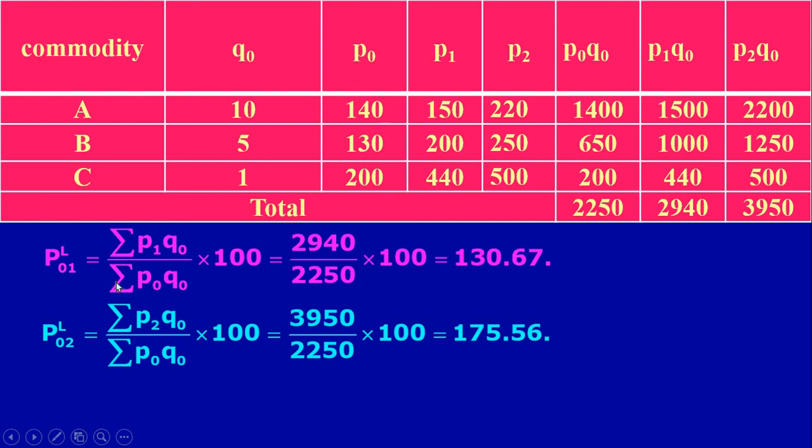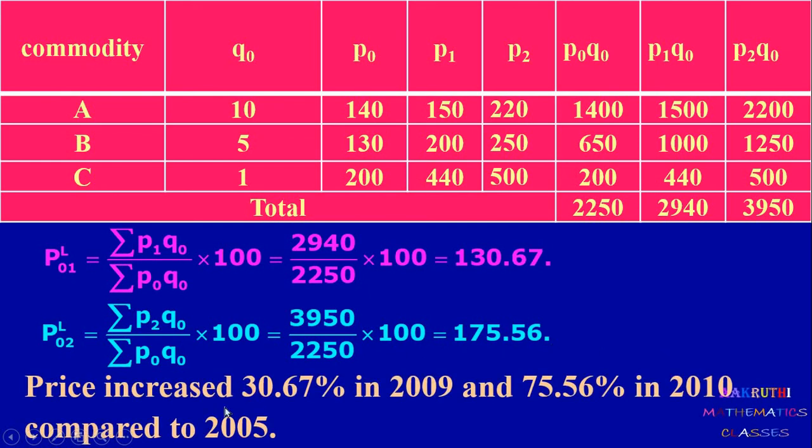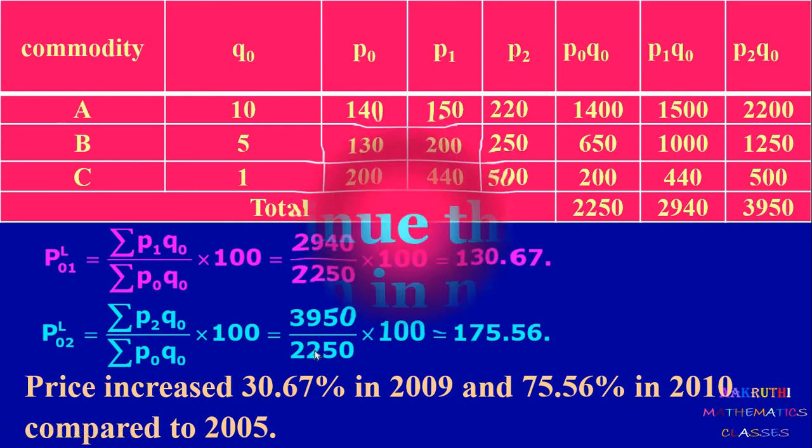Therefore, price index number for the year 2009 is 130.67 and price index number for the year 2010 is 175.56. Now here price increased 30.67% in 2009 and 75.56% in 2010 compared to base year 2005.